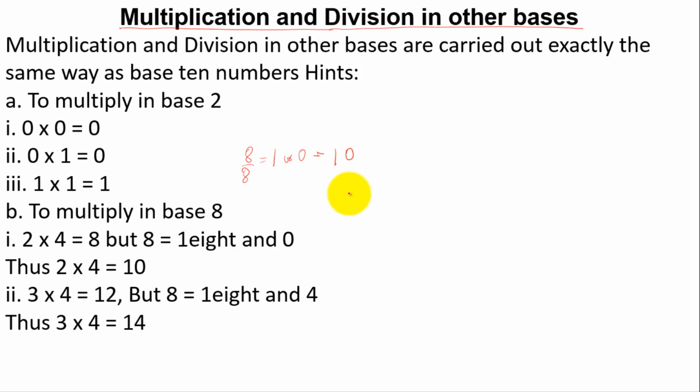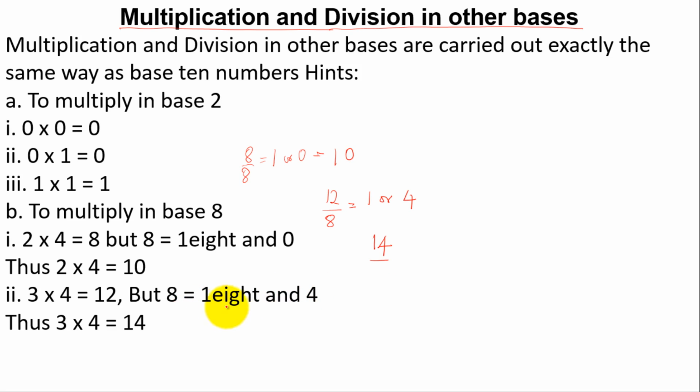Then 3 times 4 will give you 12. How many 8 will you see in 12? If you can still remember, it's 1, with remainder 4. Basically, 8 times 1 will give you 8. 8 plus 4 will give you 12. Therefore, 3 times 4 in base 8 will be 1 and 4.